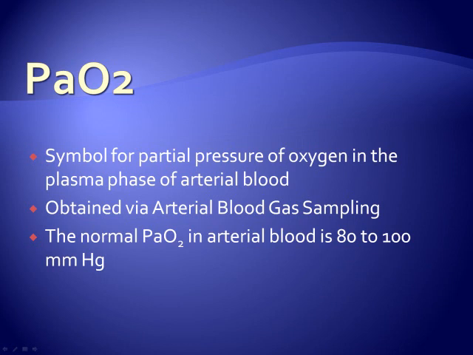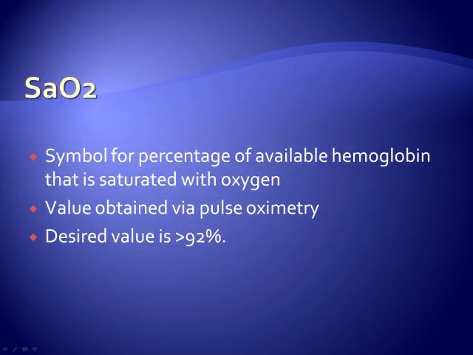Now, even though the number is 100, that's not 100%, and we can drive the PaO2 up higher if the patient is on supplemental oxygen. The SaO2, on the other hand, is the amount of oxygen that has bound to hemoglobin, and we call that oxygen saturation. So this is the amount of oxygen that has bound up to hemoglobin and is now going to be available to tissue.